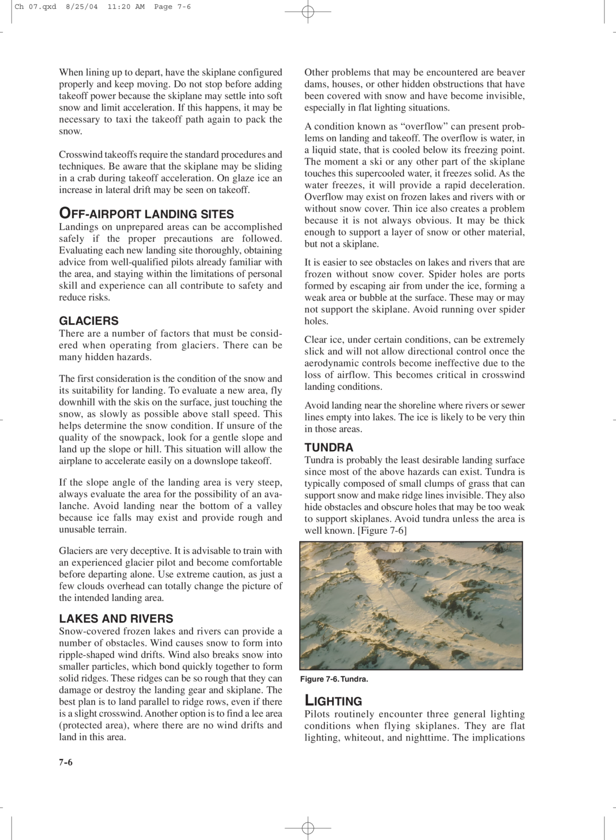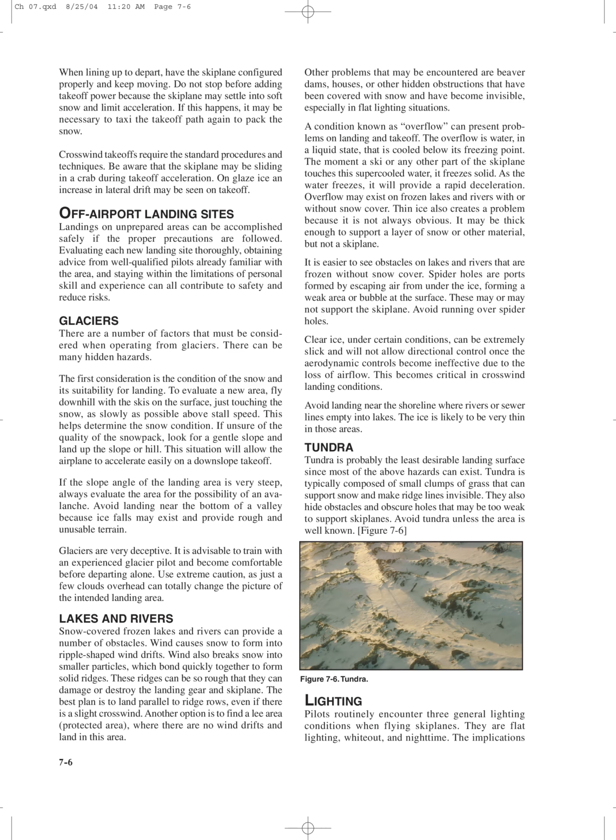Lakes and rivers. Snow-covered frozen lakes and rivers can provide a number of obstacles. Wind causes snow to form into ripple-shaped wind drifts. Wind also breaks snow into smaller particles, which bond quickly together to form solid ridges. These ridges can be so rough that they can damage or destroy the landing gear and skiplane. The best plan is to land parallel to ridge rows, even if there is a slight crosswind.